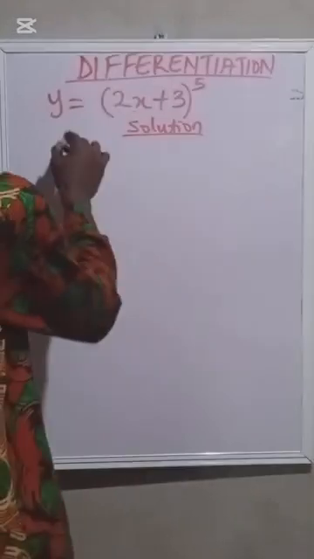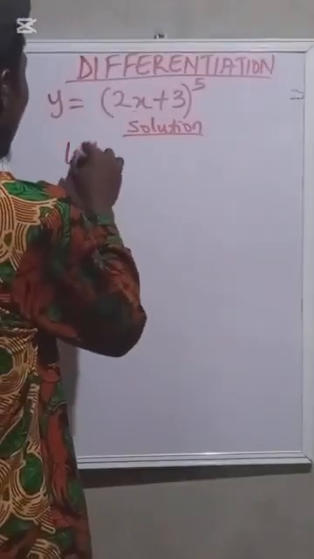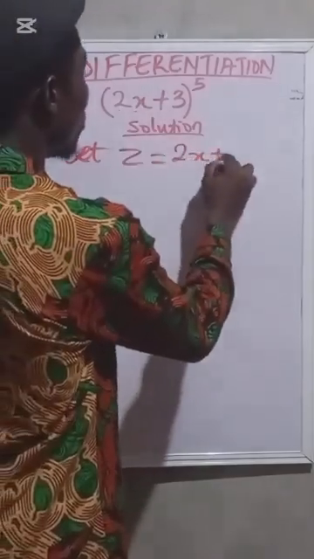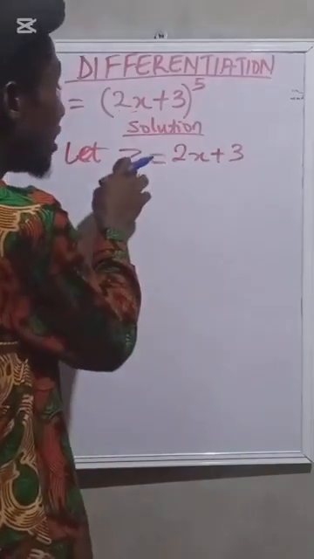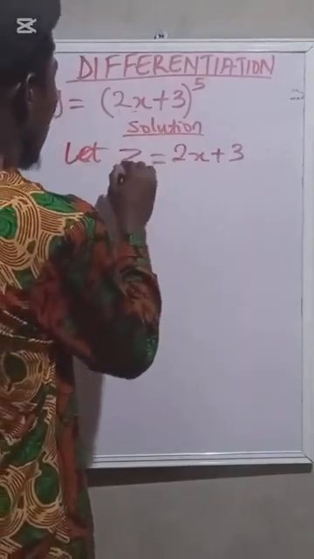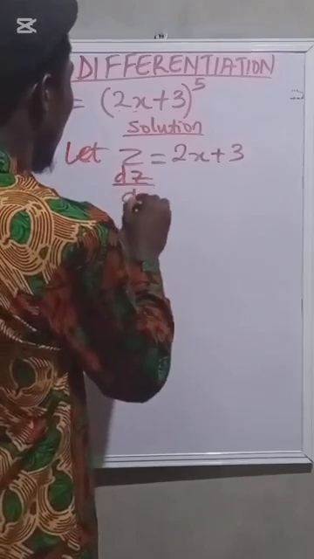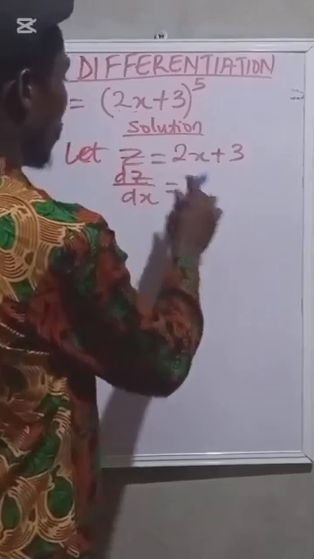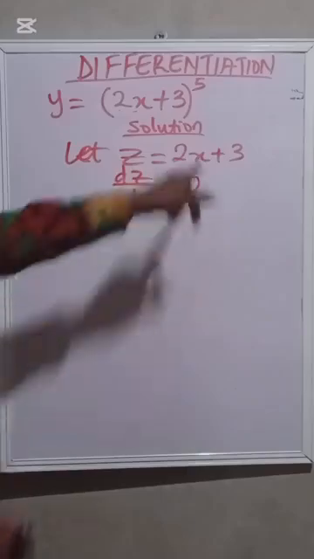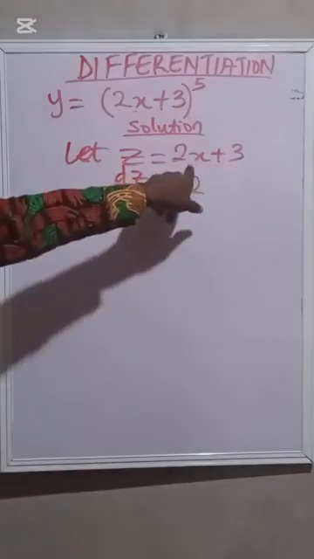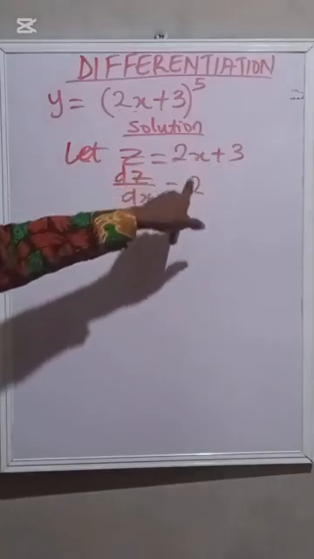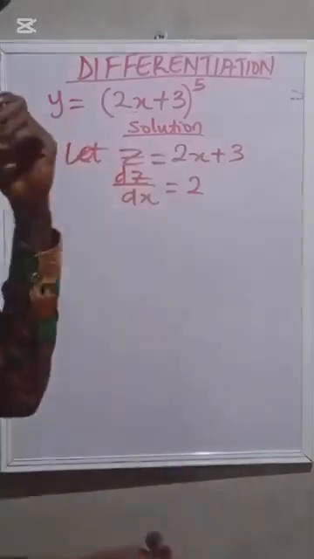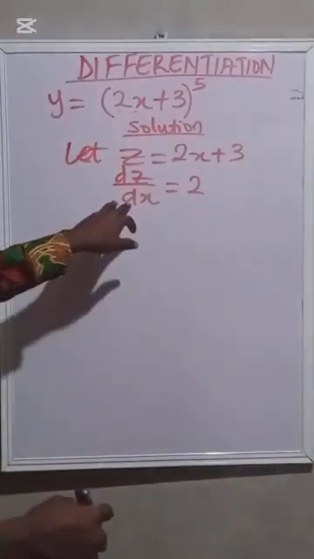The chain rule says that you let z be equal to what you have inside this bracket, 2x plus 3. Then differentiate this z with respect to x. Then dz/dx is going to give you 2, because this is what we are differentiating. This is a constant. Differentiate 2x: 1 times 2, x to the power 1 minus 1 is x to the power 0, which is 1. That's gone, so we get 2.